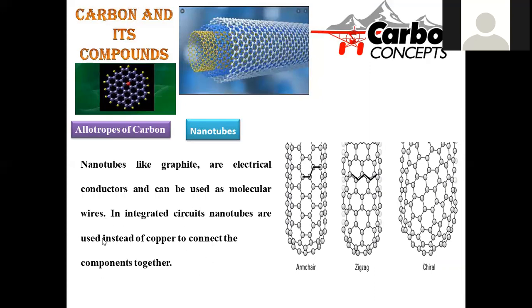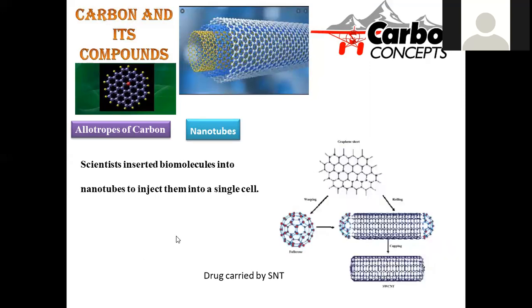In an integrated circuit, nanotubes are used instead of copper to connect the components together. Copper is a widely applied conducting material, but in the case of ICs, integrated circuits, nanotubes are used. These are advanced materials that increase efficiency, so nano-sized materials can be applied for the conduction of current. And scientists inserted biomolecules into nanotubes to inject them into a single cell.